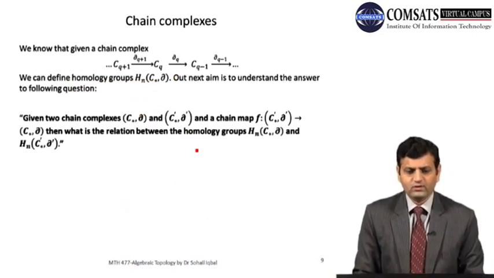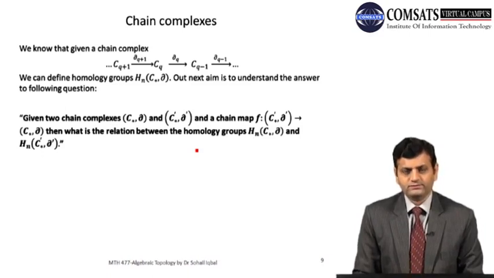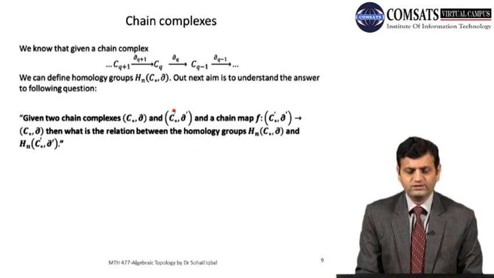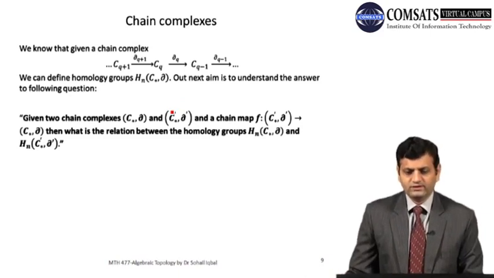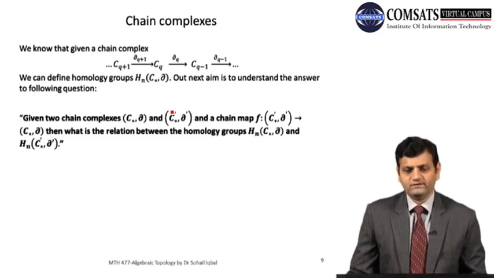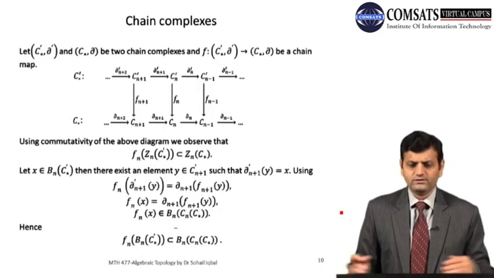So we know that given a chain complex, we can define homology groups. Our next aim is to understand the answer to the following question: given two chain complexes and a chain map between them, what is the relationship between the homology groups defined by these two chain complexes? That's our next topic of discussion. Now let's see how to answer this question.